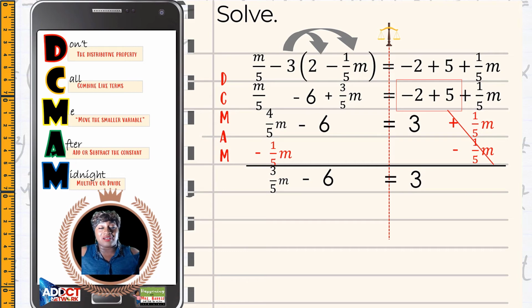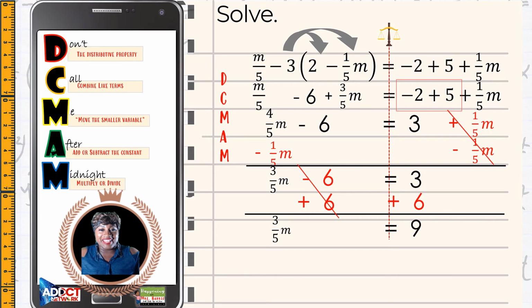Add or subtract the constant term. 3/5 m, that's our variable. It's not isolated because there is a constant on this same side of the equal sign. So that constant is minus 6. Now what we'll do is do the inverse of minus 6, which is to add 6 to both sides of the equal sign. This will leave us with 3/5 m equals 3 plus 6 equals 9.